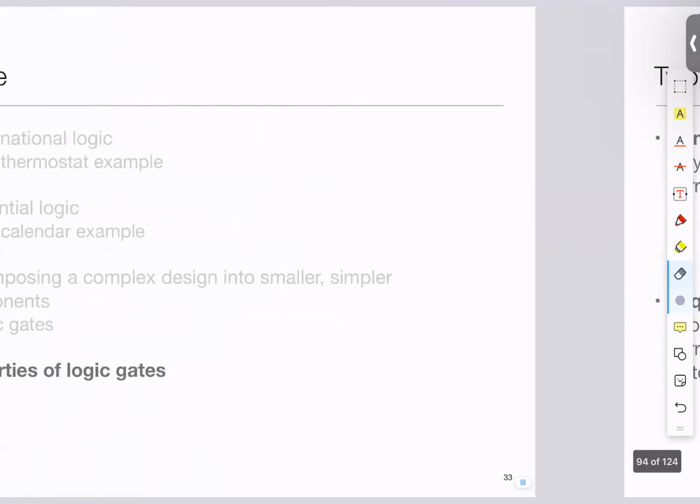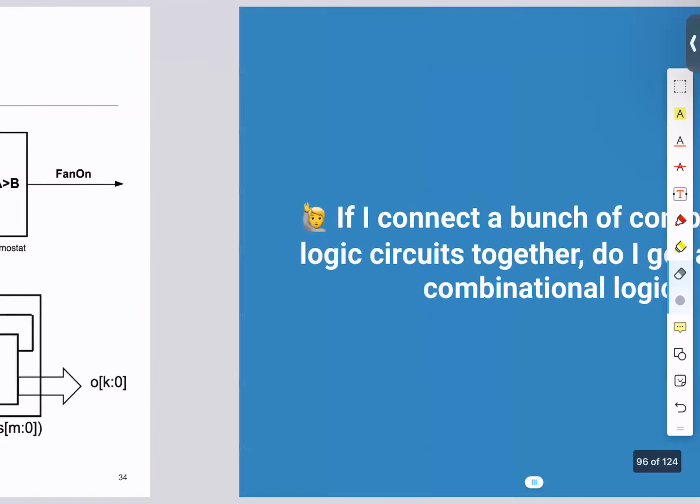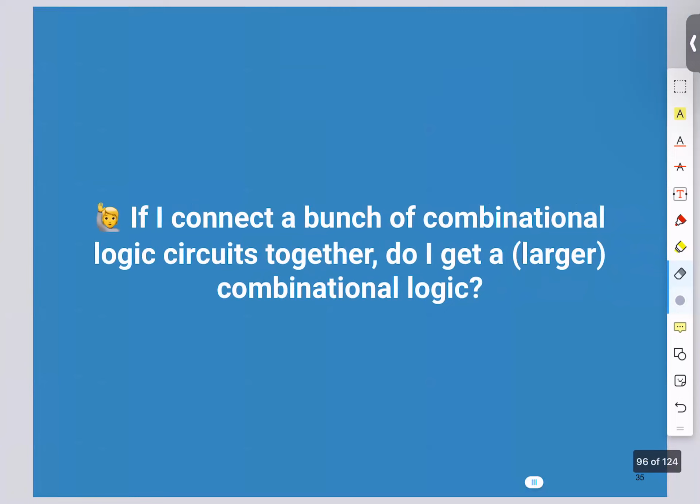Okay, so properties of logic gates. We've kind of seen this thing. If I connect a bunch of combinational circuits together, what do I get? Do I always get a combinational system? If I give you a bunch of logic gates, let's say those 2-input logic gates, and I slap them together with some wiring connecting them, what would I get? Do I get just a larger combinational logic? What do you think?